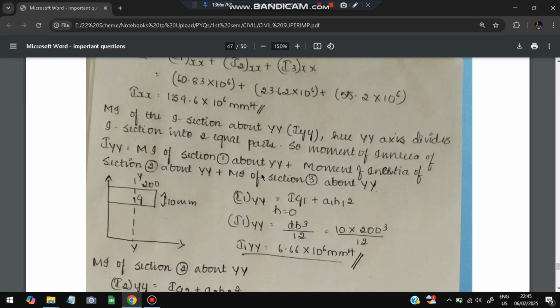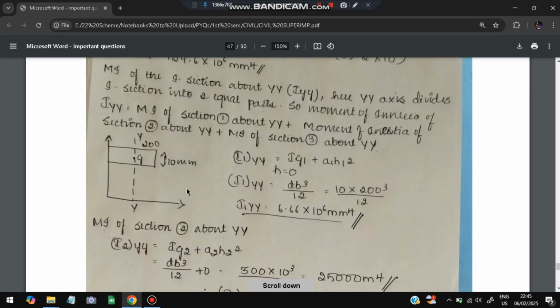So we'll be considering this angle here. This is for section 1. For section 1, this is the yy we have considered here. The width is 10 and the length is 200 here. So we'll be calculating it from I11 is equal to IG1 plus A1 H1 square. So Iy1 will be equal to db cube by 12.